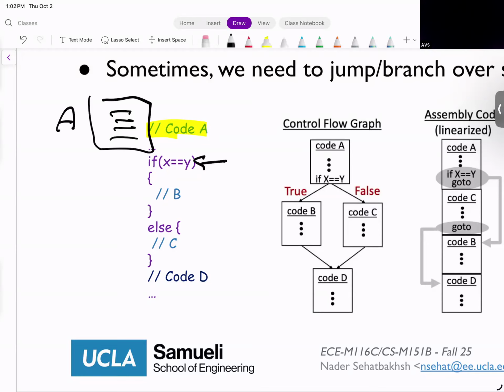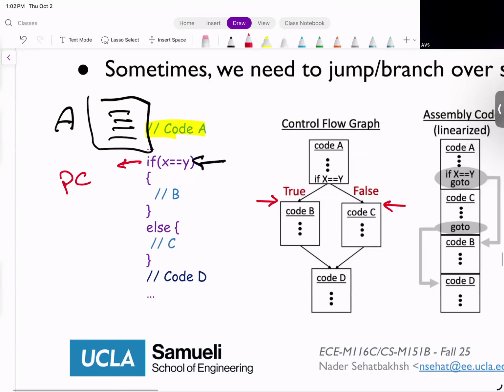So how do I choose which one to execute? Basically, what happens is that I need some mechanism that makes this check, and based on that makes the PC equal to the beginning of here or the beginning of here. So I need some form of PC manipulation functionality that, based on the value of x and y, changes the PC to either the beginning of code block B or code block C.